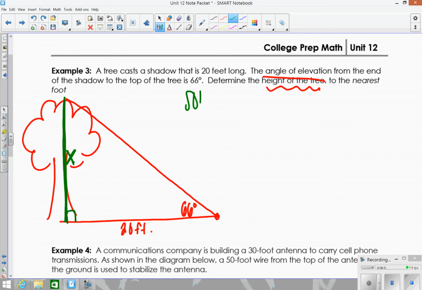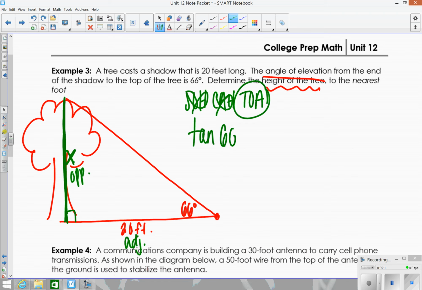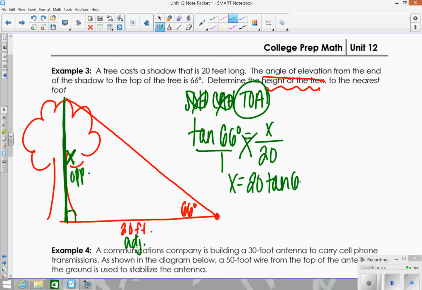So thinking about SOHCAHTOA, we have, this is our opposite. This is going to be our adjacent, and we're not going to use the hypotenuse. So that tells me that I'm going to be using tan. So tan of 66 equals opposite, which is x, over adjacent, which is 20. Put that over 1, cross multiply, x equals 20 times tan of 66. So x equals about 44.9.